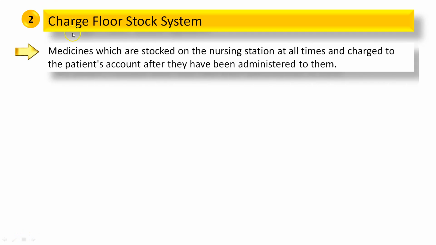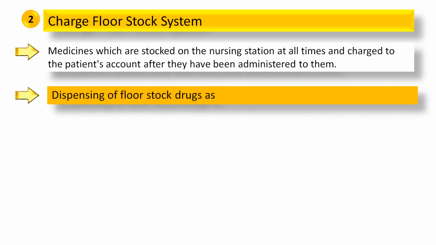Now let us understand about the charge floor stock system. Charge floor stock system: medicines which are stocked on the nursing station at all times and charged to the patient's account after they have been administered to them. So we have seen the free floor stock system in the first category, and in the second category we are seeing the charge floor stock system, where the patient is charged for the medications. Okay? That is the difference.